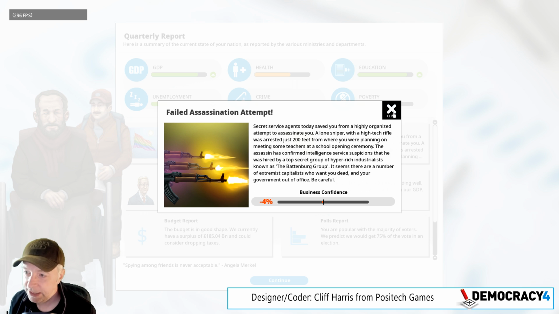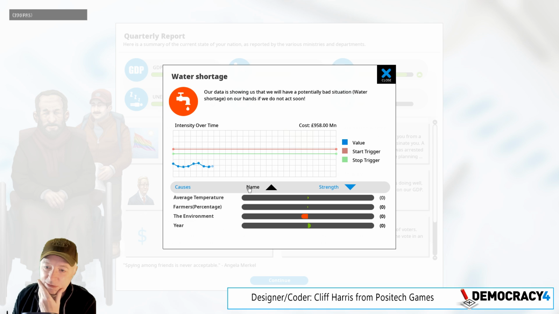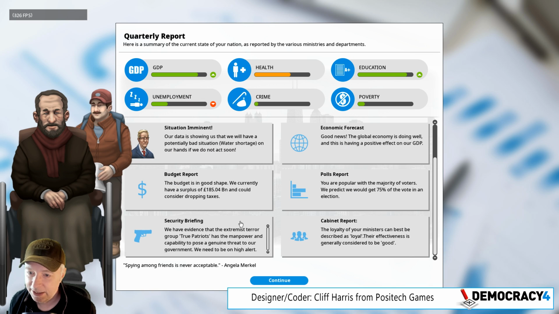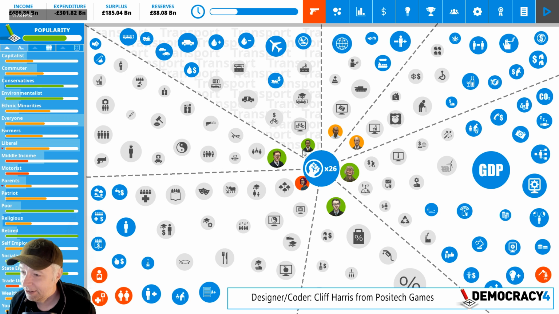The Battenberg Group. Yes, I love the name the Battenberg Group because it's obviously meant to be the Bilderberg Group, isn't it? And it's cake. So I kept it. Anyway, we have a water shortage coming and the capitalists are trying to kill me. This is bad. But GDP's good. So who cares?